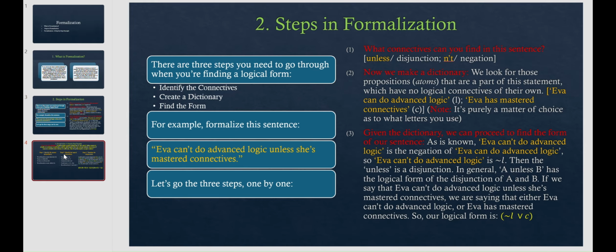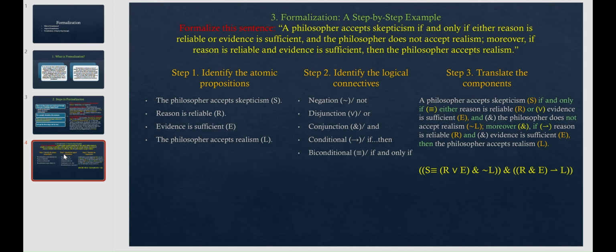Okay, we can change our example and take a more complex example. Our formalization, a step-by-step example. Okay, let's formalize this sentence. A philosopher accepts skepticism if and only if either reason is reliable or evidence is sufficient, and the philosopher does not accept realism. Moreover, if reason is reliable and evidence is sufficient, then the philosopher accepts realism.